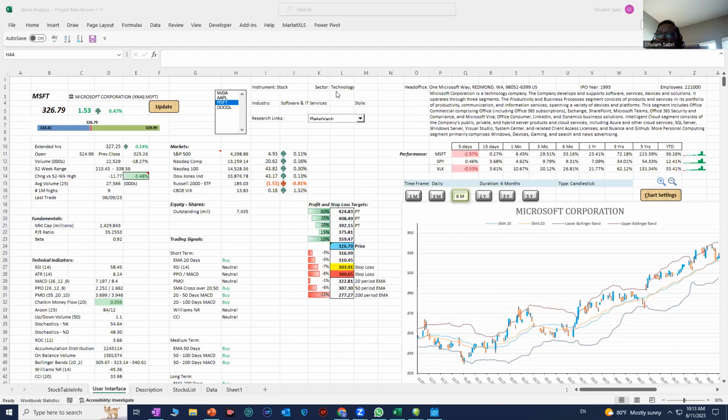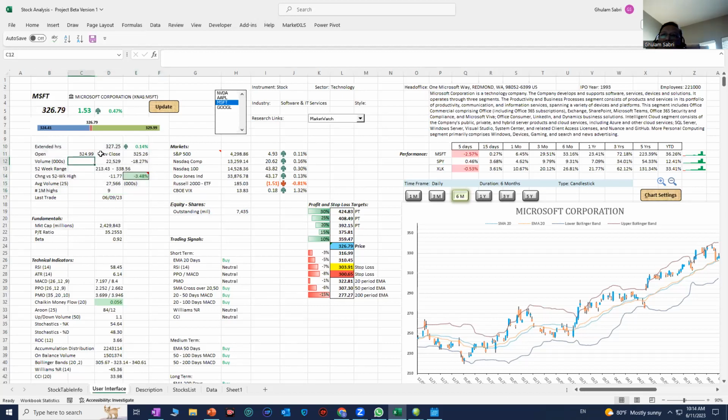Its sector is technology. The ETF for that sector is XLK right here. And the instrument is stocks, because Excel supports besides stocks, crypto as well as currency pairs. But so far I have set my focus only on stocks, although you can also work on currency pairs and eventually crypto as well. This is some basic information about the extended hours. Microsoft was further up 0.14%.